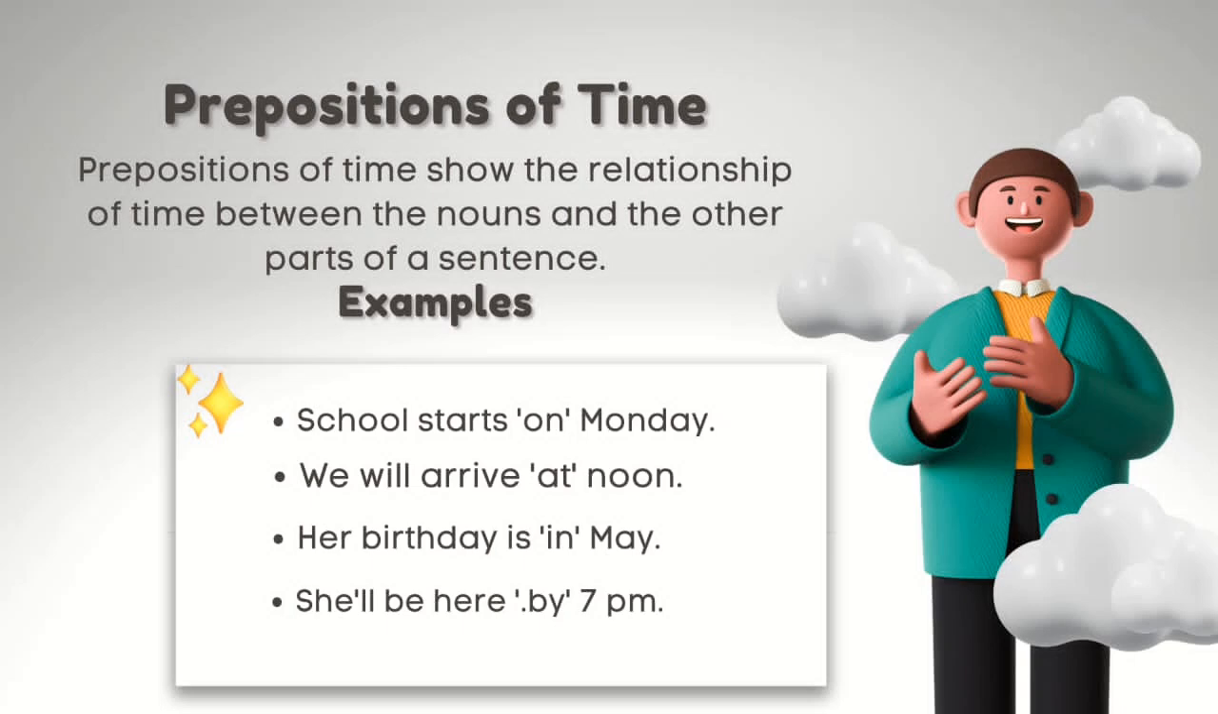Her birthday is in May. That's a preposition of time showing when something will happen. She'll be there by 7 p.m. That is another preposition of time. Now I want to show you the difference between the two prepositions of time that were discussed here.